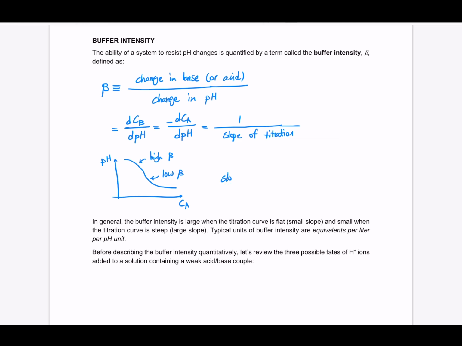So here the slope in the titration, dpH over dCa, is -1 over beta.